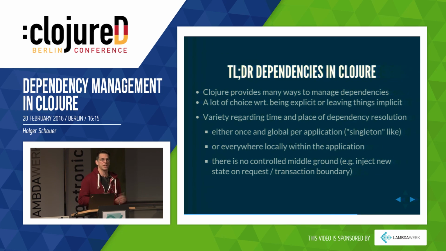So from higher-order functions, where basically what you need is constructed and resolved at the time where you really need it, we had the contrast with component here just recently, where everything is constructed at one single place and time, and it's available globally for the application. But we're lacking a controlled middle ground, right? For instance, things that you might have in a Java container, where we can say, okay, I need a new state, a new connection whenever I have a new request or when I come to a new transaction boundary.